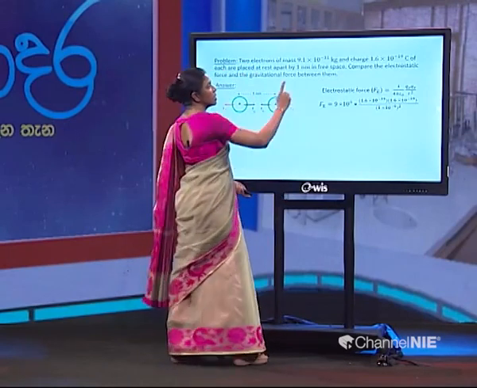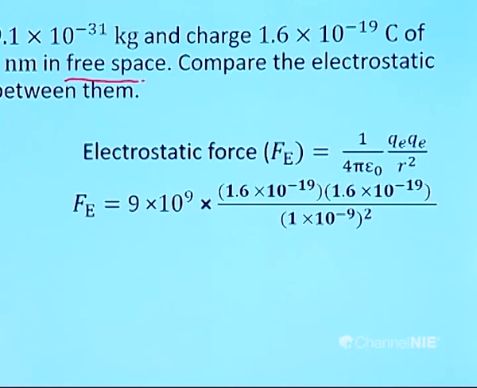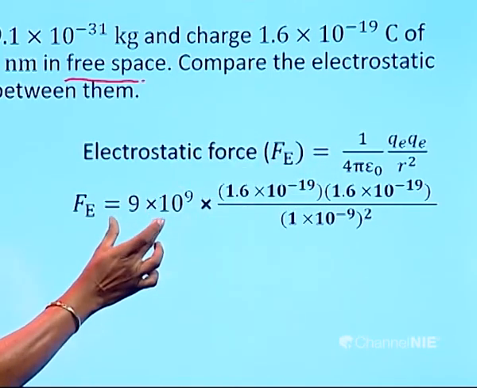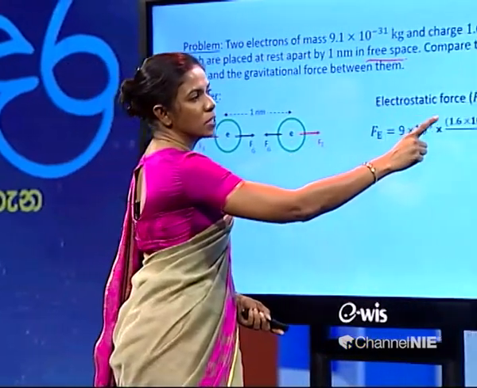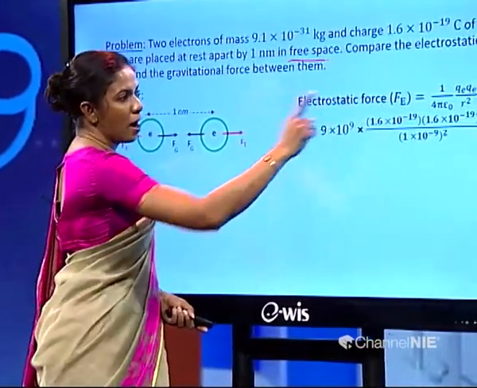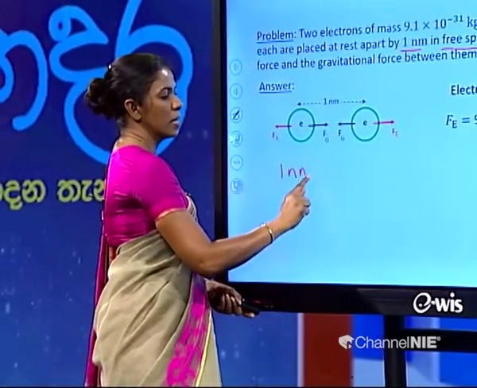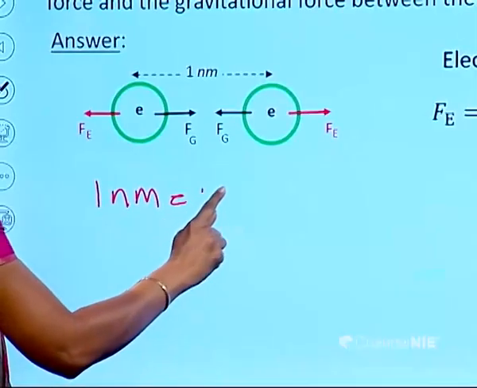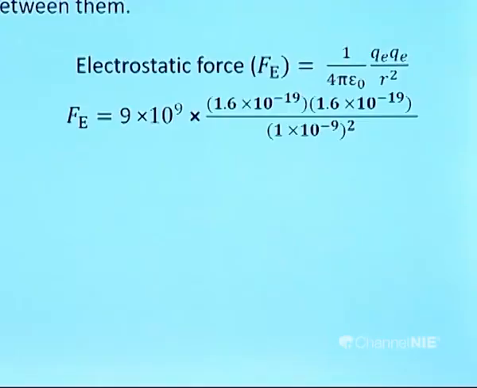In the question it says the two electrons are kept in free space. So, I have used epsilon naught here, and when I replace that value, it is 9 into 10 to the power 9, which was introduced to you earlier, and the two charges are both electrons. So, I substituted the charges of the two electrons, and R, it says, is apart by 1 nanometer. I have to write this in SI units, that is going to be 10 to the power minus 9 meter. So, R would be 1 into 10 to the power minus 9, squared, which gives me the electrostatic force, the mutual force between the two particles.